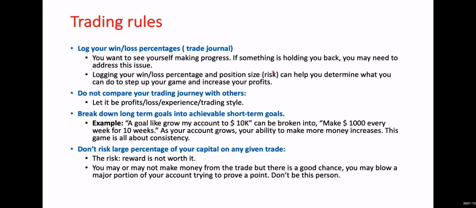If your win rate is not affected, then you're going to make more money. That's how you steadily increase. You evaluate your performance and then you slowly improve.